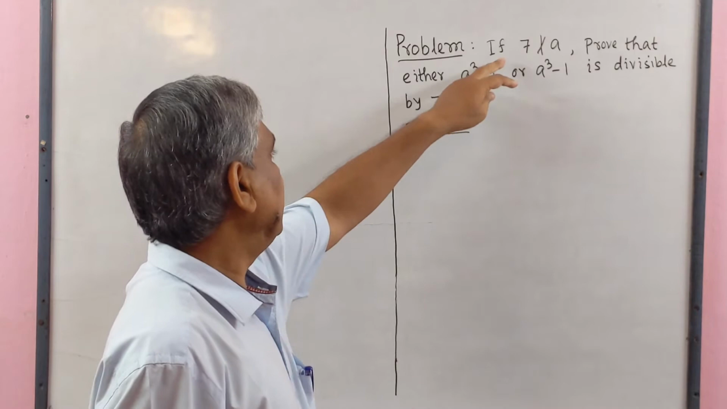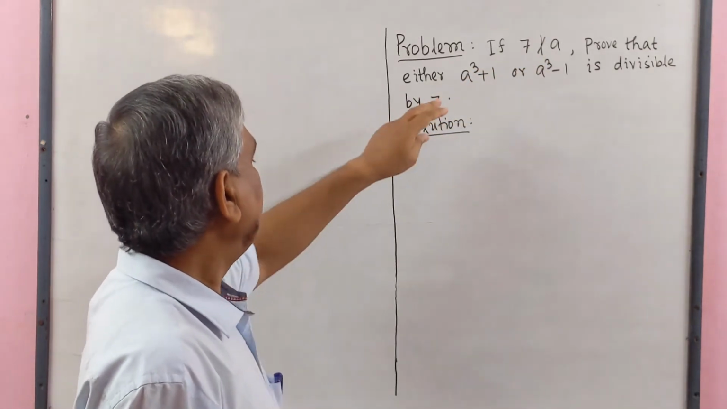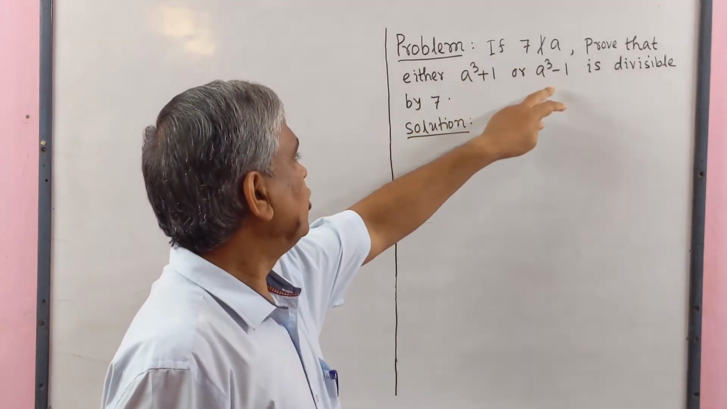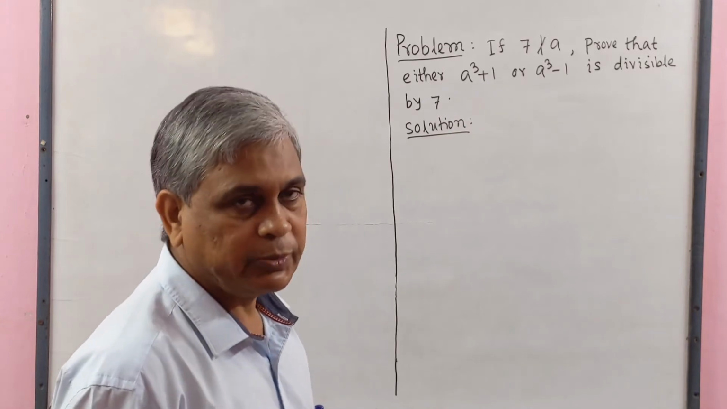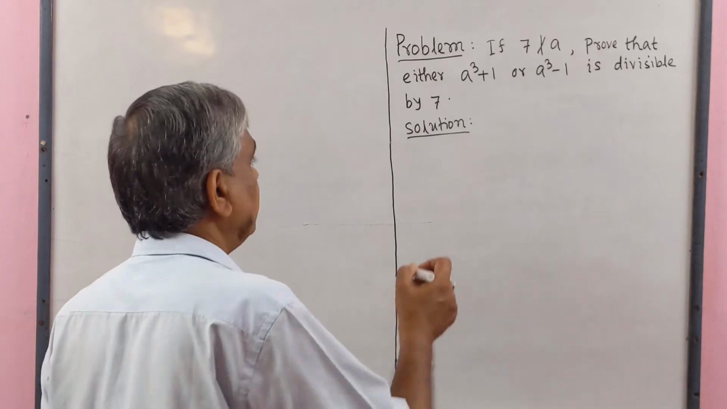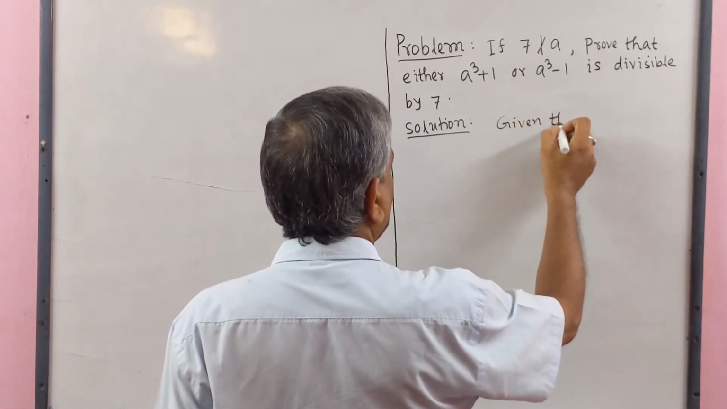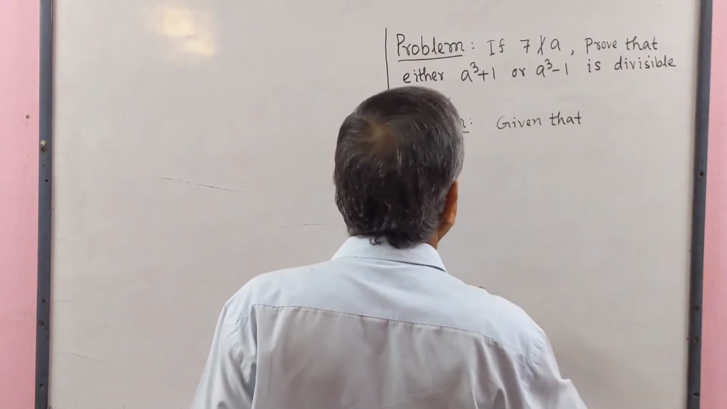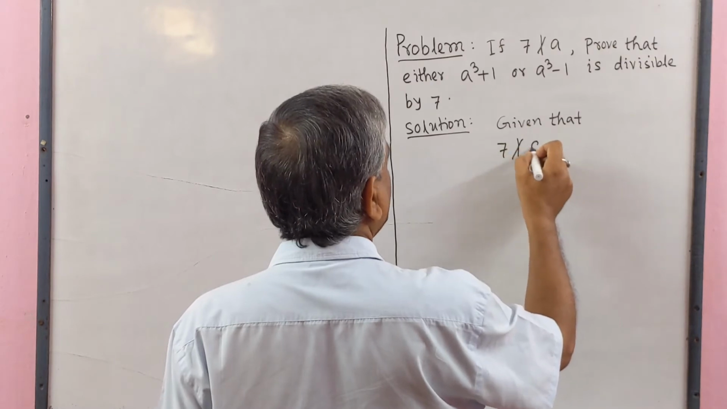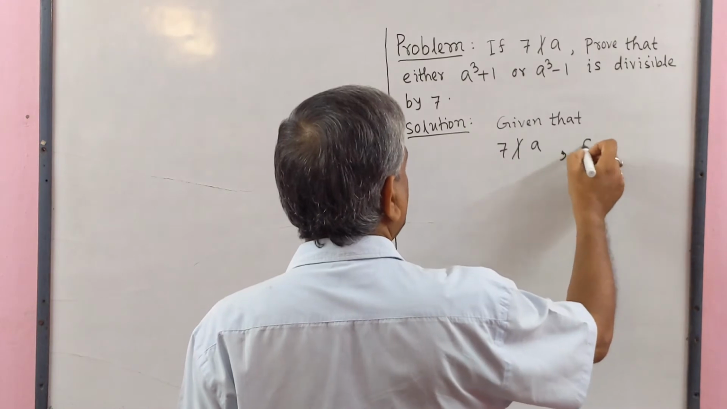Problem is if 7 does not divide a, prove that either a cube plus 1 or a cube minus 1 is divisible by 7. Now we solve this. Given that 7 does not divide a, here a is an integer.